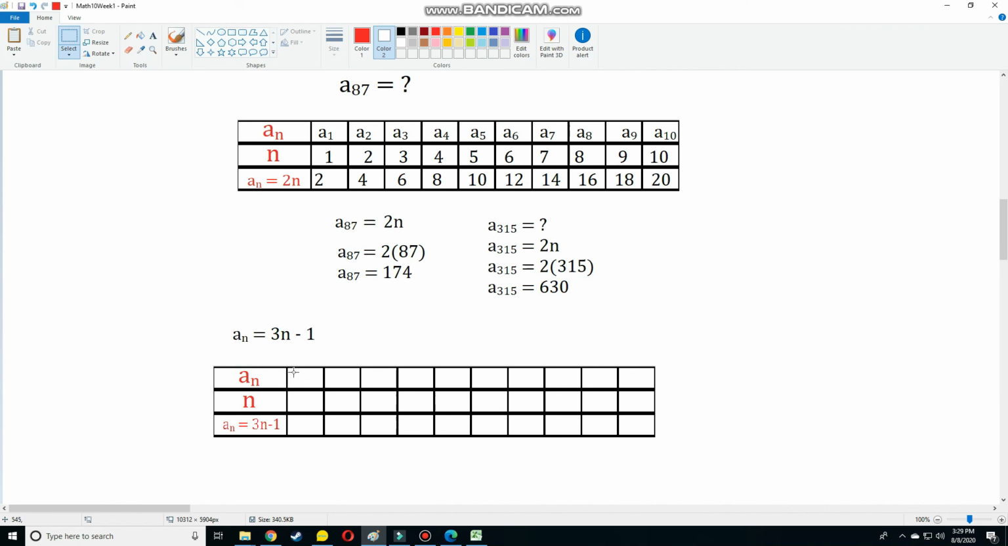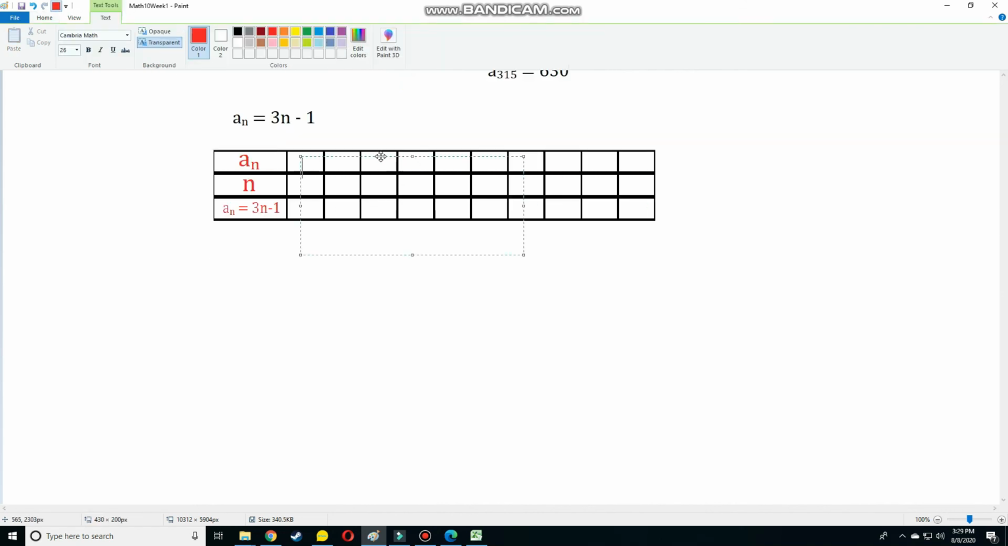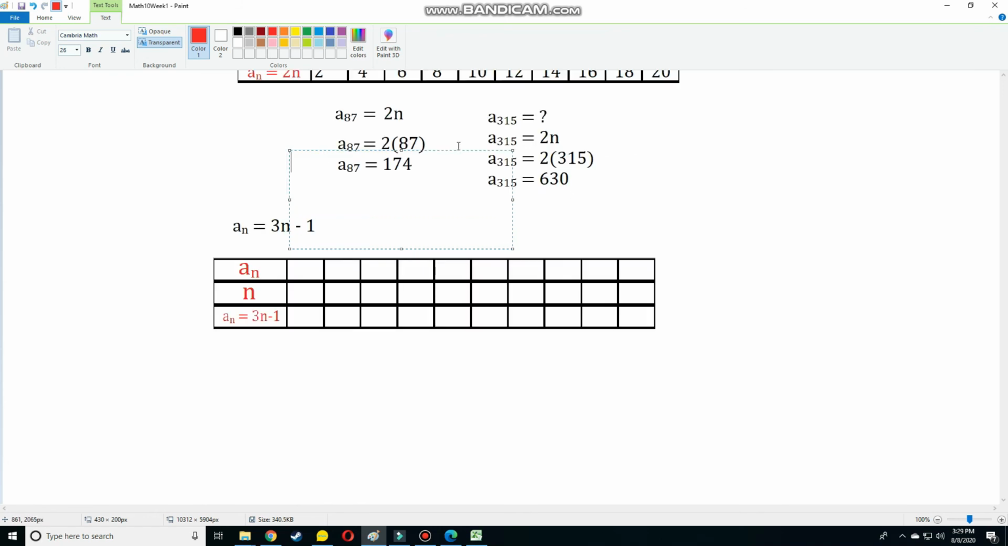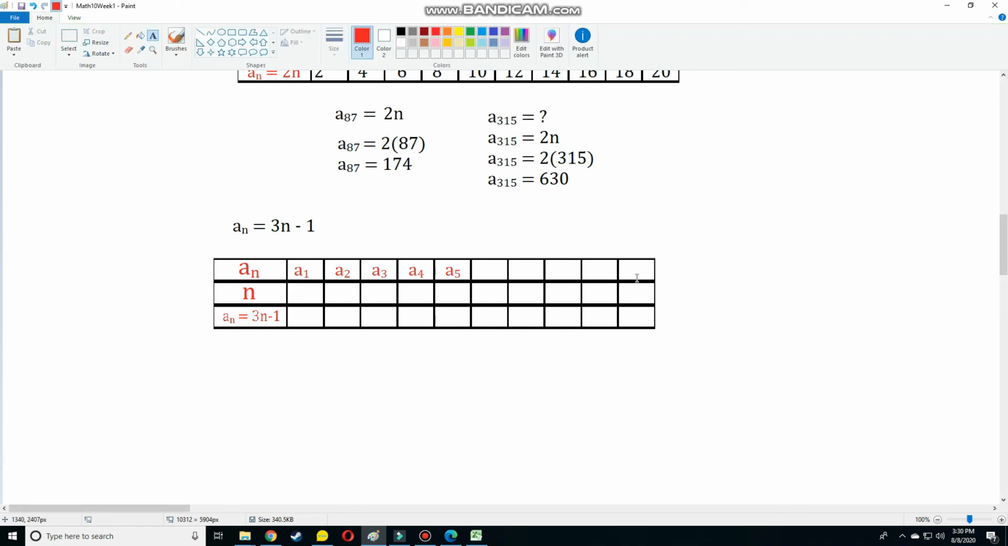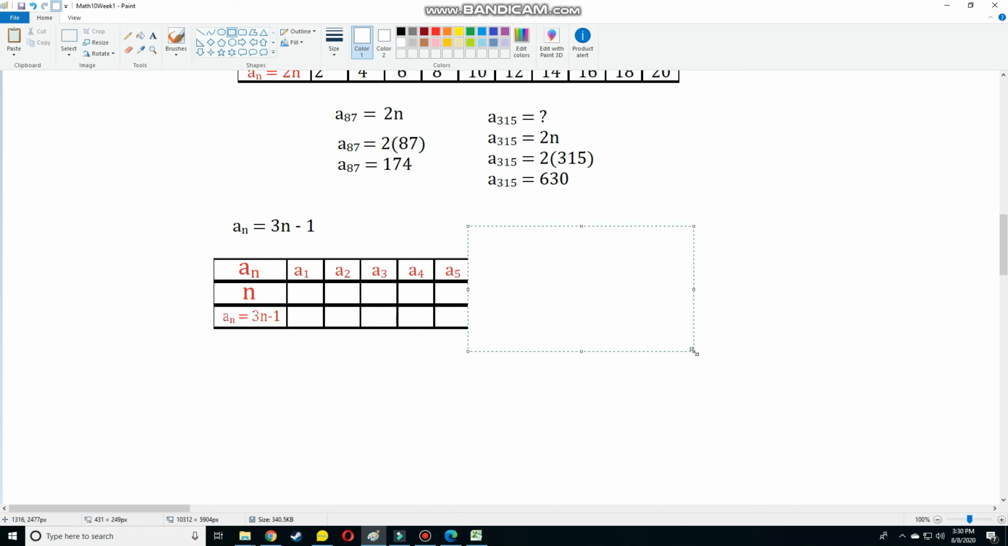The same with the early example, let's find the first five terms. So a sub 1, a sub 2: first term, second term, third term, fourth term, and the fifth term. Let's use this in order for us to find the first 5 terms.